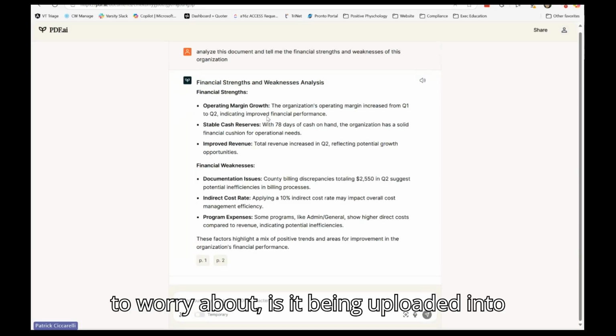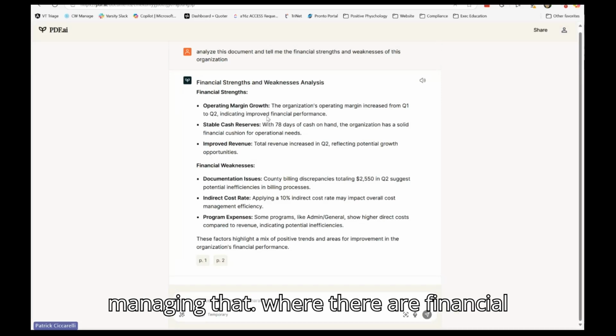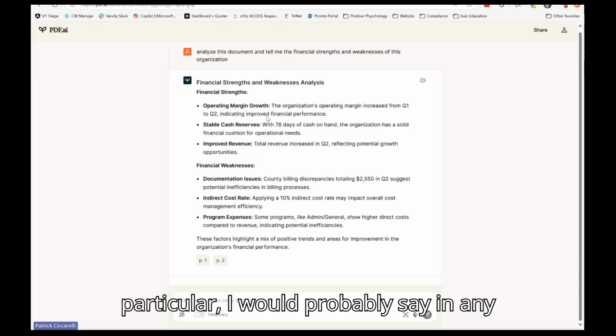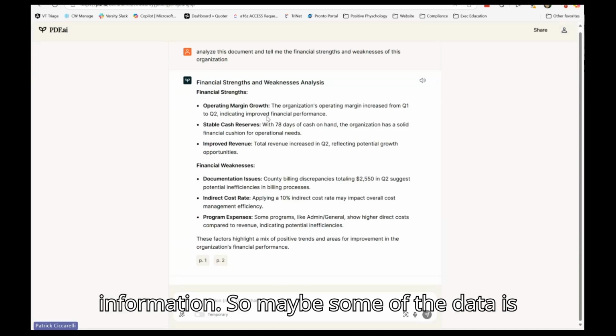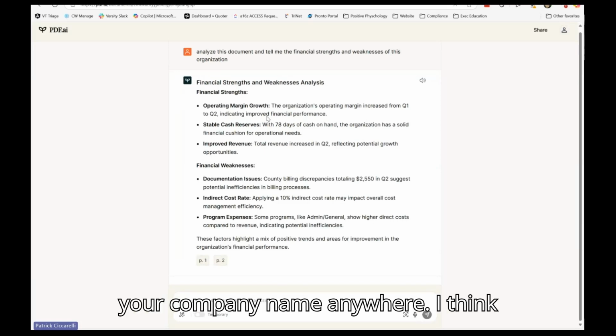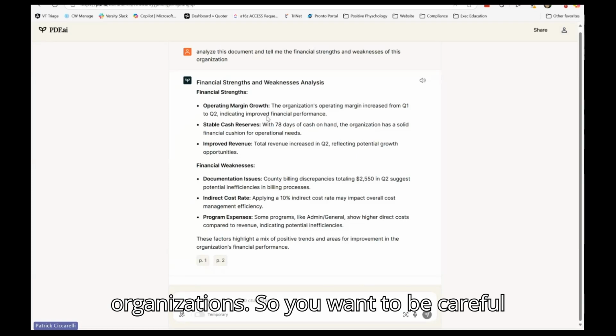I didn't have to worry about whether it's being uploaded into ChatGPT. I don't have to worry about managing whether our financial documents are getting there. And in this one in particular, I would probably say in any platform, I would use fictitious information. So maybe some of the data is real, but there's no mention of your company name anywhere. I think that's important, even for small organizations. So you want to be careful about what's being shared.